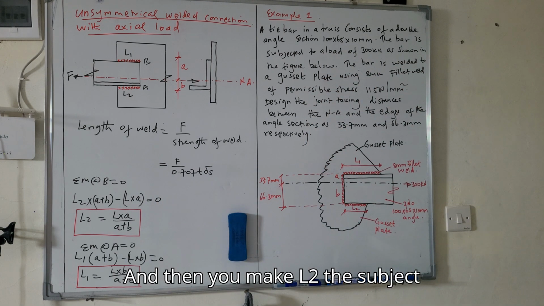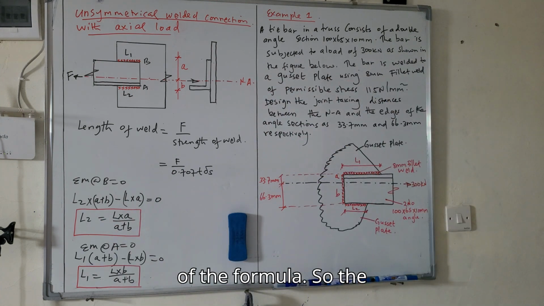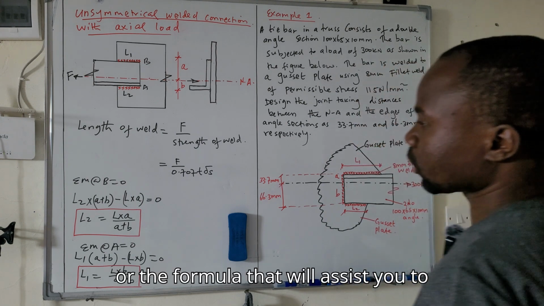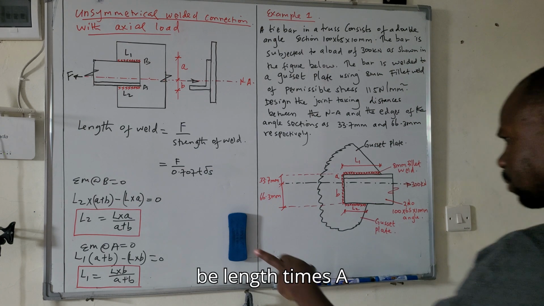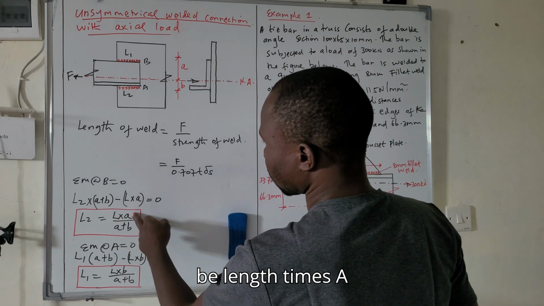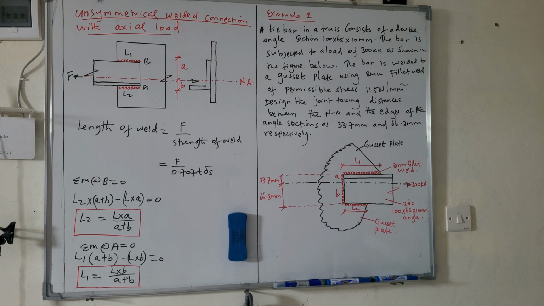Then you make L2 the subject of the formula. So the formula that will assist you to determine the value of L2 will be the total length L times A over A plus B.